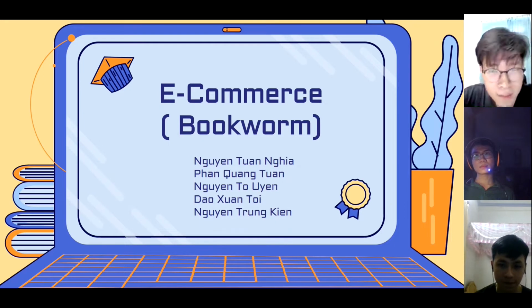Our group has 5 members, and they are Nguyễn Tuấn Nghĩa, Phan Quang Tuấn, Nguyễn Tổ Uyên, Đào Xuân Tới, and Nguyễn Trung Kiên. So our group project is about an e-commerce, and its web application name is Bookworm.